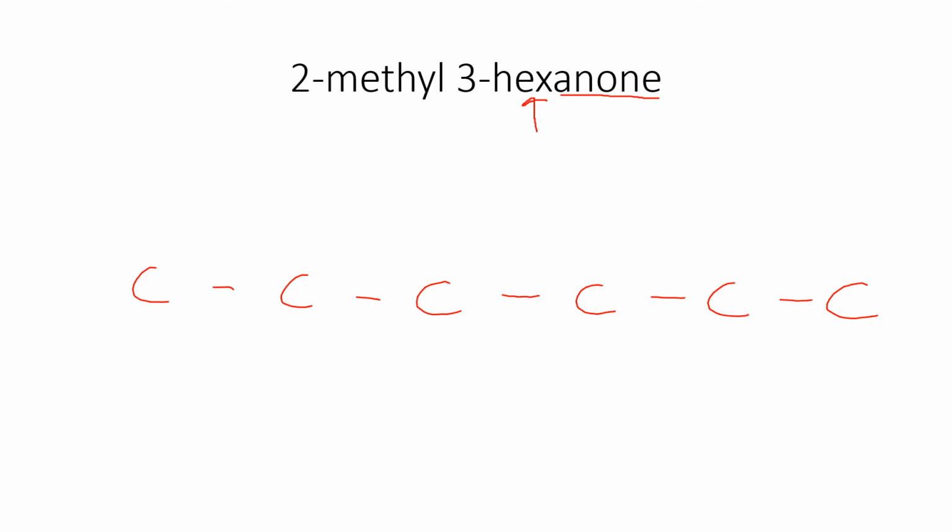I'm going to start my counting left to right. So on the 3rd carbon, I need to put a C double bond O. So I get my functional group in place for my ketone. I have a branch. That's what the methyl is telling me. Where's that branch at? That branch is at position 2. So I counted left to right. So on the 2nd carbon, I need to put a methyl branch. Now I have my carbon skeleton, my carbon backbone in place.